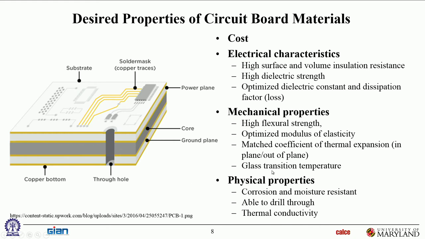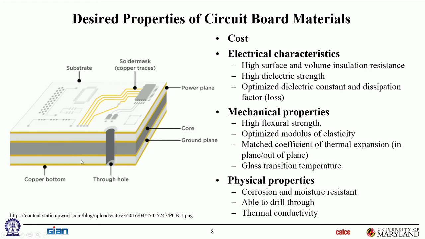Glass transition temperature, again, we talked about this yesterday. Electronics have to operate at many different temperatures depending on your application. These are usually polymer, well, these could be ceramic printed circuit boards, but today we're talking more of organic printed circuit boards, polymer reinforced, or glass reinforced polymer. And the moment you say polymer, polymers have glass transition temperatures, and you better pick a polymer whose glass transition temperature is above your use temperature.